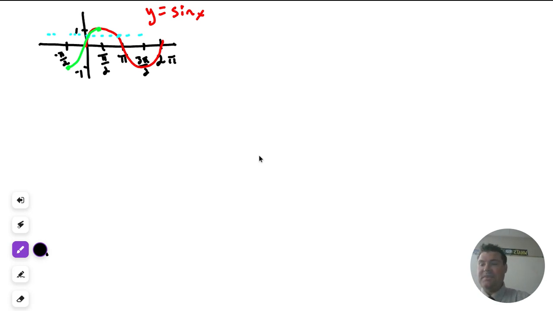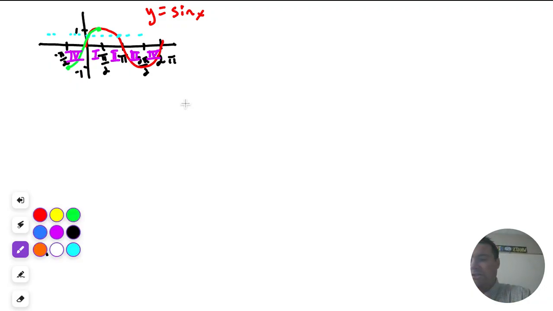Now, if I'm talking about quadrants, if we're looking at our unit circle, what quadrant would we be going through if we went from 0 to pi over 2? We're in quadrant 1. And then from pi over 2 to pi would be quadrant 2, then quadrant 3, and quadrant 4. What would this green part be right here, between 0 and negative pi over 2? That would be quadrant 4 as well. Just we're going backwards.